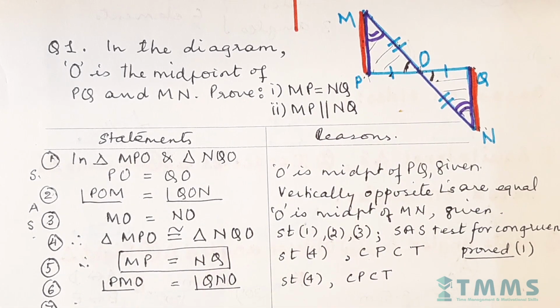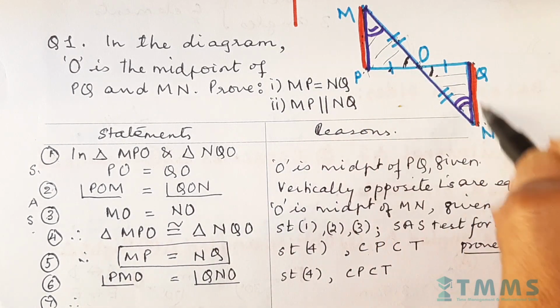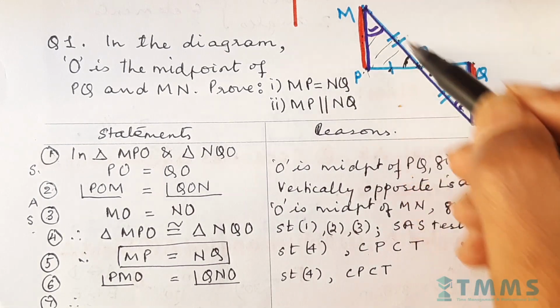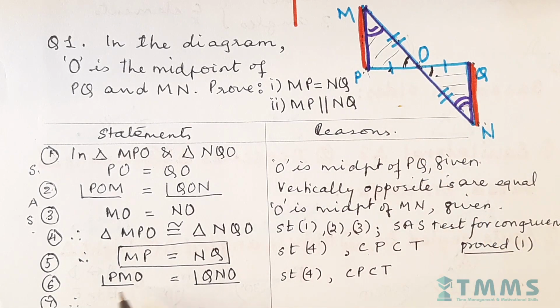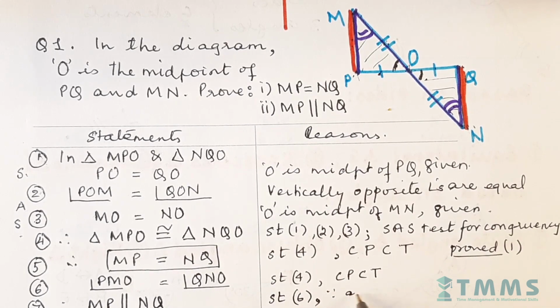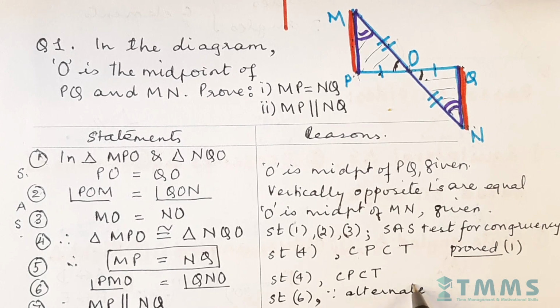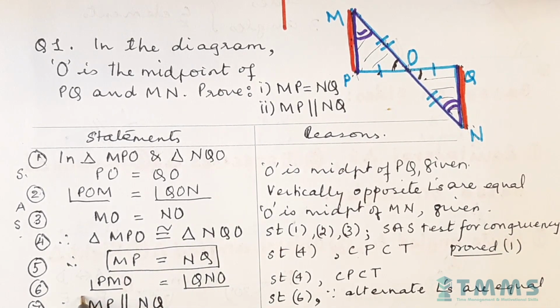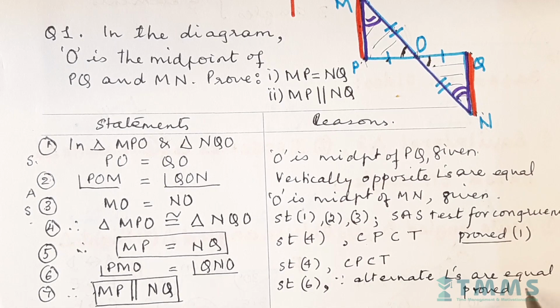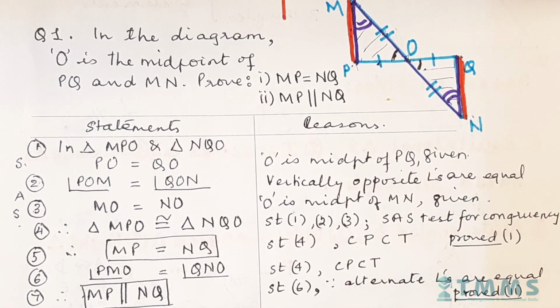And because they are alternate angles, I can say that the two lines which are containing them, can you see MP and NQ, if they are parallel and if this MN is the transversal, then these angles become alternate angles and they're equal. So I say therefore MP is parallel to NQ. And then I will say this is from statement 6, since alternate angles are equal. And that is how I have proved the second part, and I'll say out here proved 2. And that is how we solved the first question.